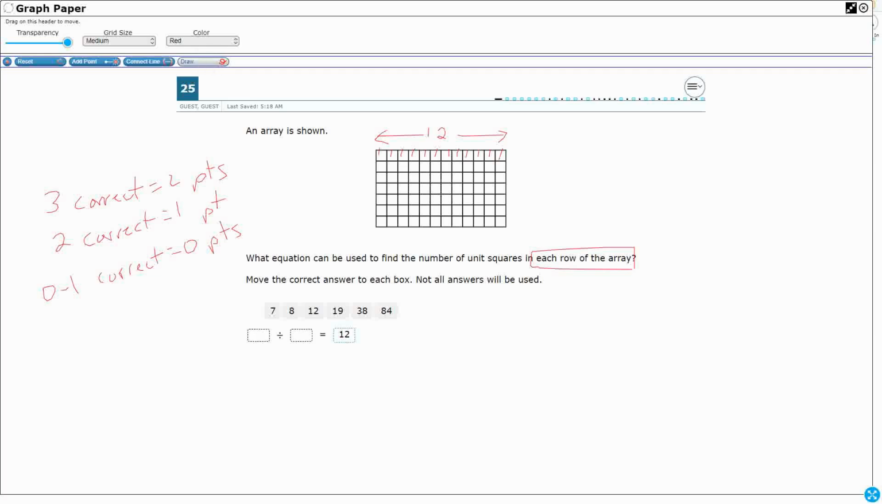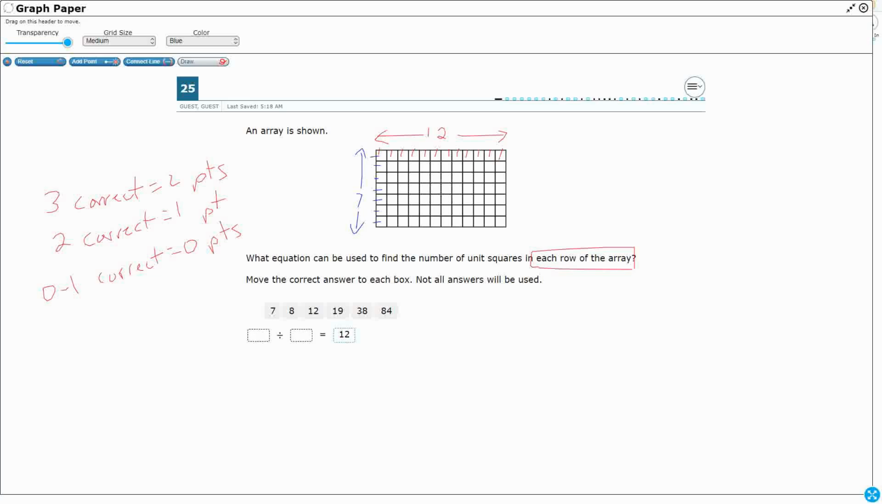Now, how do we build the rest of this so this works? Well, let's think about what we know about arrays. Normally, when we're thinking about arrays, we think of multiplication. We think of how many rows and then how many are in each row. We already know that there are 12 in each row. How many rows do we have? 1, 2, 3, 4, 5, 6, 7. Okay, so there's 7 rows, and there are 12 in each row.